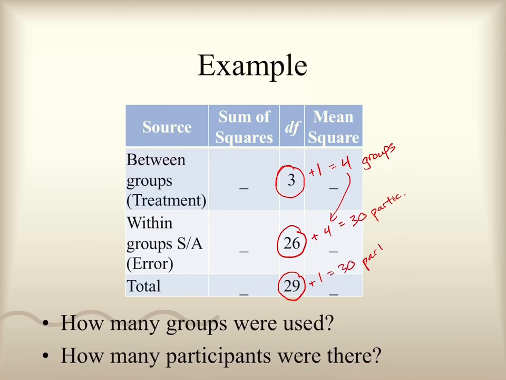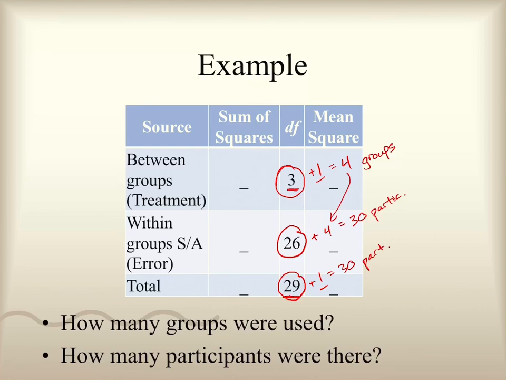So this is a really quick way that when you see an ANOVA table in an article, you can look at that table and immediately know how many groups they compared, degrees of freedom between plus 1, and how many participants were used, degrees of freedom total plus 1.